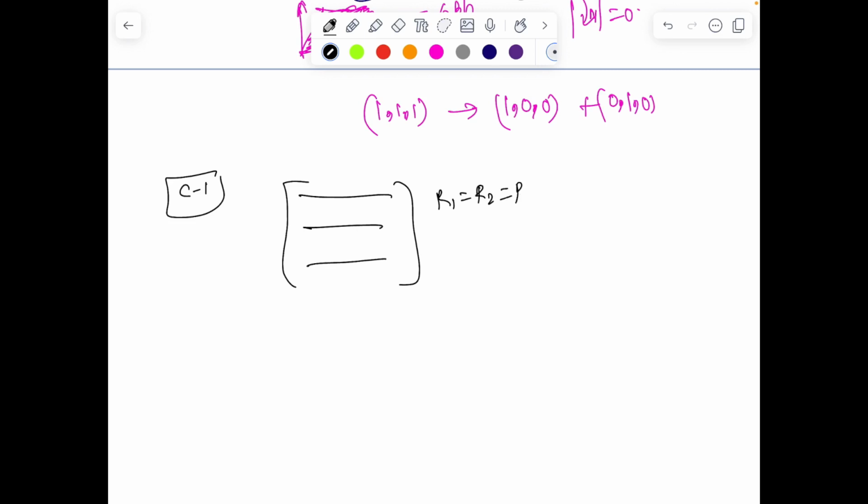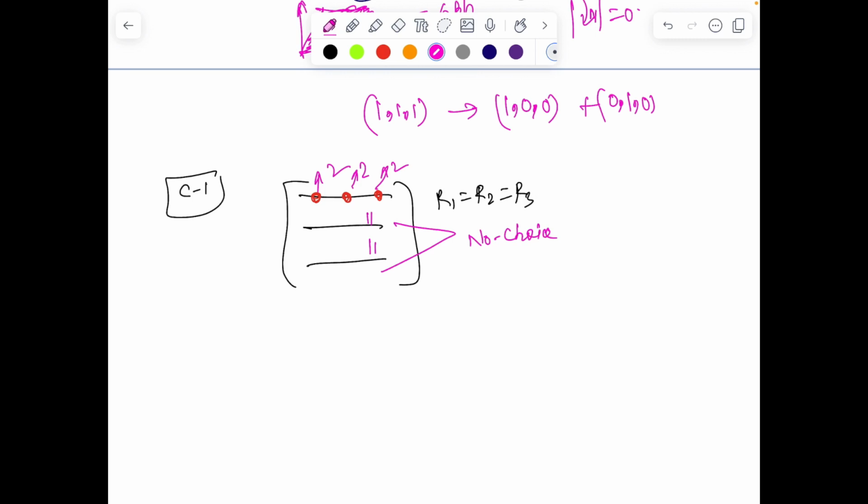So when R1 equals R2 equals R3. So clearly how many choices are there for the first row? Because whatever will come on the first row, that will be just copy pasted for the second and third. So for second and third we have no choice. In fact, choice is locked. For the first one we have two independent choices.